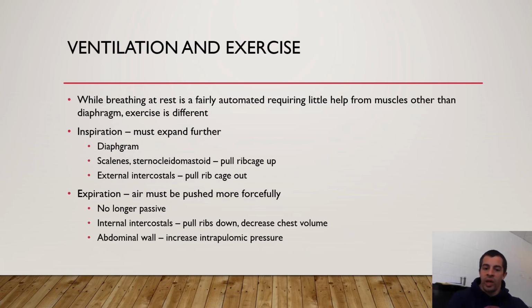As we exercise, things change slightly, where it's not just our diaphragm that is now working to expand our lungs. Our scalenes and our sternocleidomastoid have to pull up the rib cage for further expansion. Your external intercostals are going to also help pull the rib cage out.